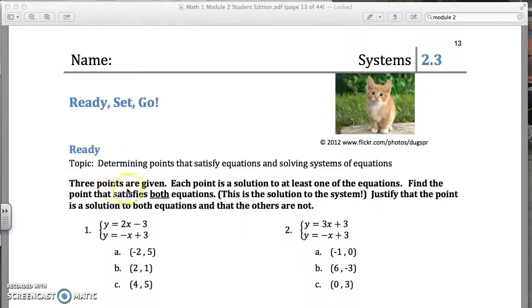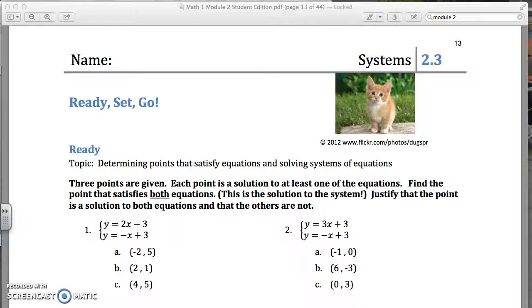So it says 3 points are given. Okay, those are the 3 points there. Each point is a solution to at least one of the equations. Okay, that's important. Find the point that satisfies both equations. They underline that. It's got to be important. So really there's no question here. The directions are to find the point that satisfies both equations. So how the heck do we do this?